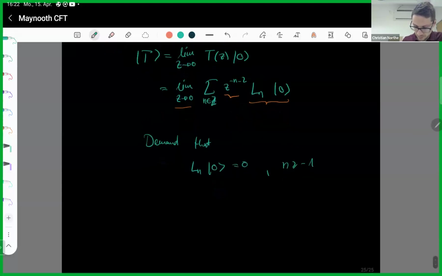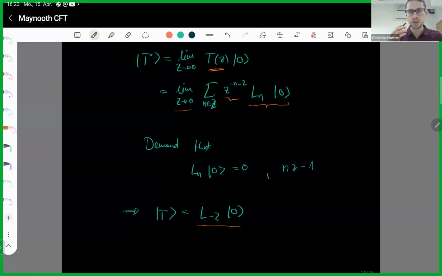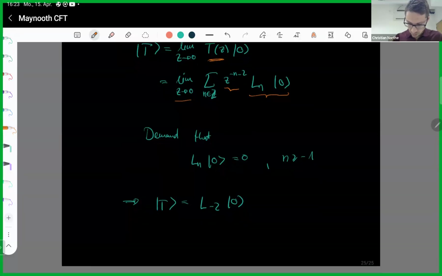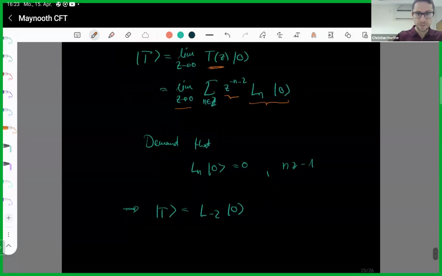And if you do that, we can just evaluate T. So we get only the one that remains, and you're invited to check that, which is L-2. In this way, you see that you have a correspondence between a field T, and when you construct a state out of the field T, this is the state that you find: L-2 acting on the vacuum.